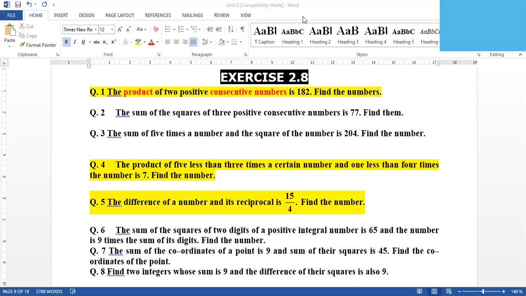So I would write it on the board. This is a whiteboard which everybody should see. We don't know the number, so I will write the statement on the board according to the question: product of consecutive numbers is 182. So first of all, we will write the statement of the question.